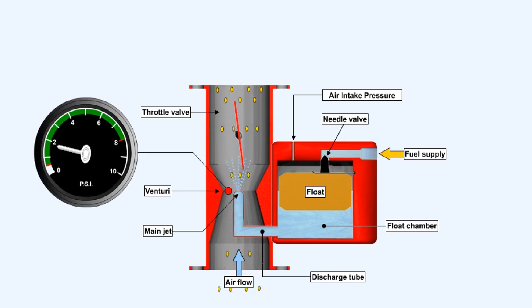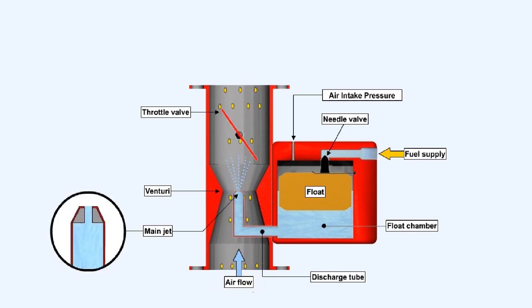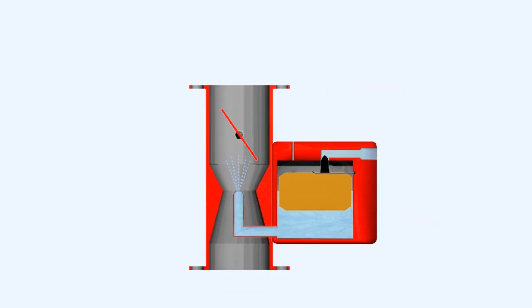As airflow through the venturi increases, so the pressure drop increases, and a higher pressure differential acts on the fuel to increase its flow in proportion to the airflow. The size of the main jet in the discharge tube determines the quantity of fuel which is discharged at any particular pressure differential, and therefore controls the mixture strength. The simple carburetor illustrated here contains all the basic components necessary to provide a suitable air-fuel mixture over a limited operating range.